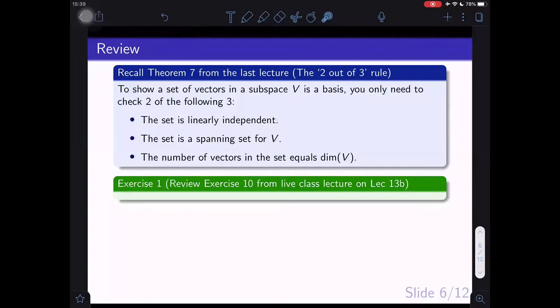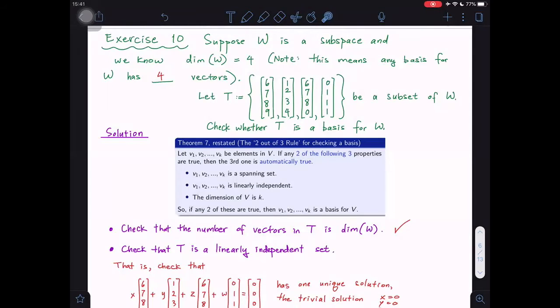Last time we talked about this 2 out of 3 rule. If you want to show that a subset of a subspace is a basis, sometimes instead of checking these two conditions, if you know the number of vectors and it's equal to the dimension of the subspace, then you only need to check one of these. Suppose W is a subspace, and we know that the dimension of the subspace is 4. This means that any basis for the subspace has 4 vectors.